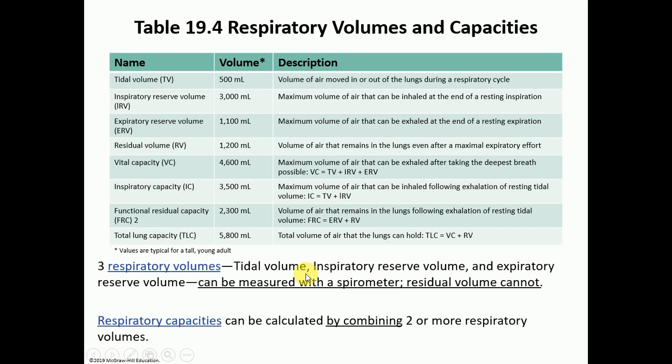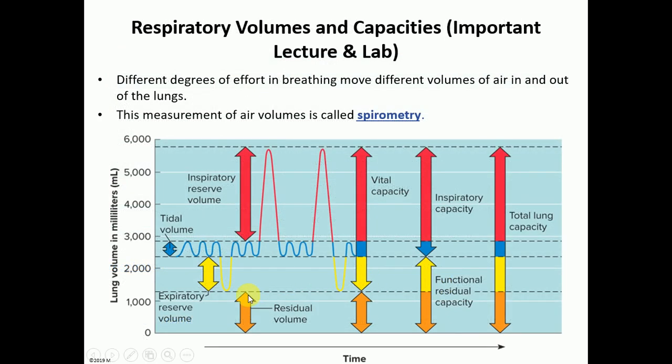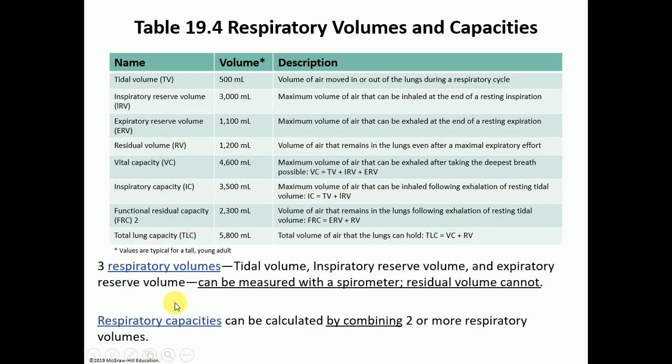Okay. Respiratory volumes, those can be measured by a spirometer, but we have no way really, using the spirometer at least, of measuring the residual volume. So remember the residual volume is what is left in the lungs. The spirometer can basically only measure air flowing through it. So since we cannot blow that air out of the lungs, the spirometer is not going to measure residual volume. And different capacities are calculated by combining two or more of these different respiratory volumes.